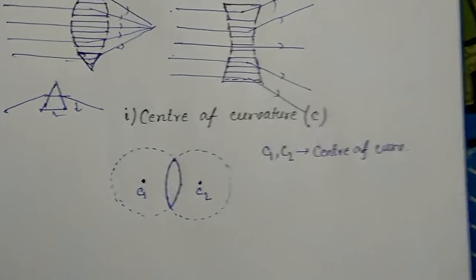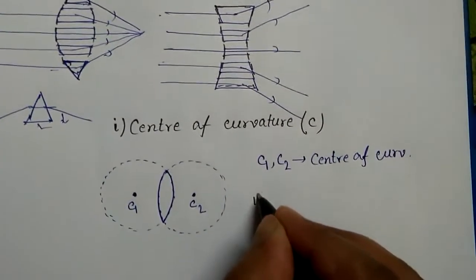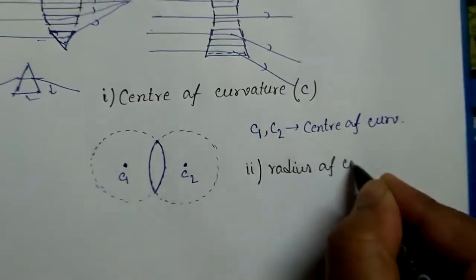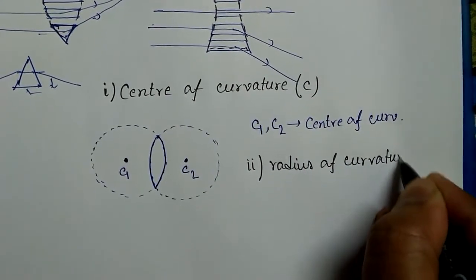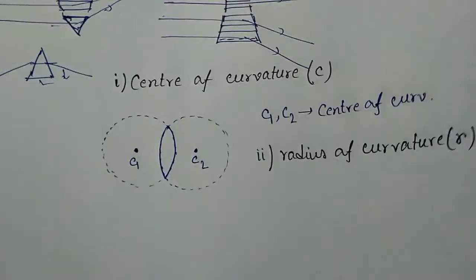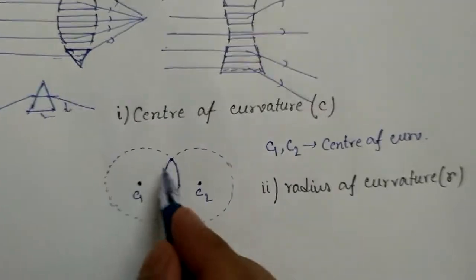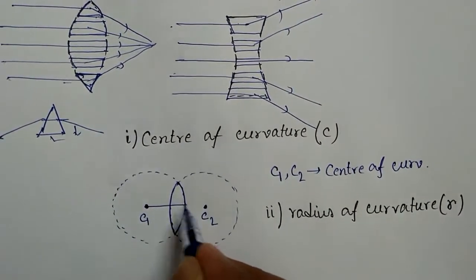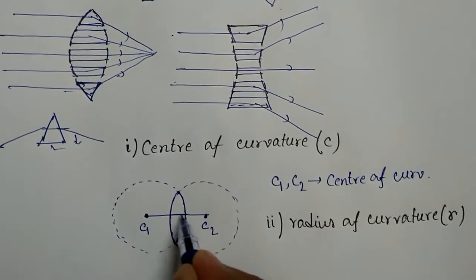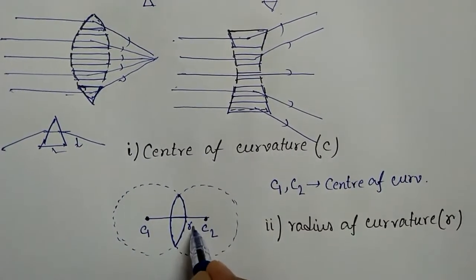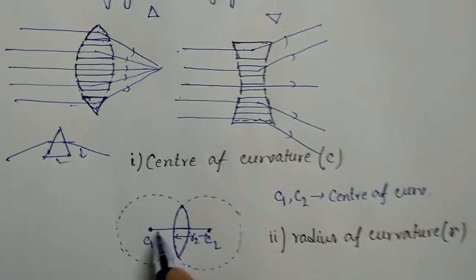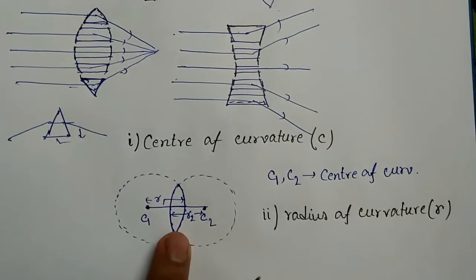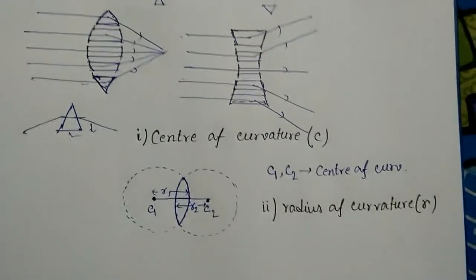Now what is the radius of curvature? Number 2, we shall read here radius of curvature, and that is denoted by R. As you can see, this lens is part of two spheres, so the radius of each sphere, this one and this one, is known as the radius of curvature. So there are basically two radii of curvature for a lens.